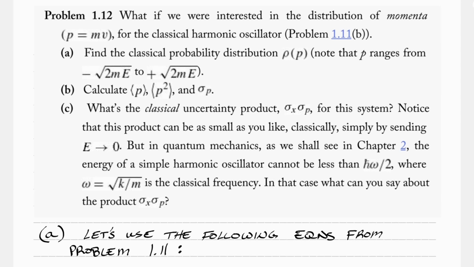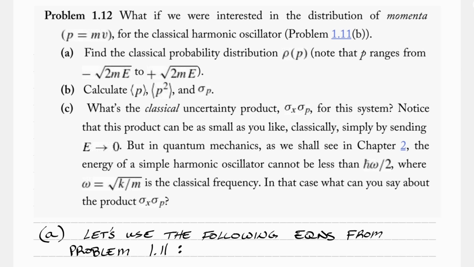In this video, we are going to look at problem 1.12 from Griffiths Intro to Quantum Mechanics, 3rd edition. We're interested in the distribution of momenta for the classical harmonic oscillator, which we also looked at in problem 1.11. We're going to rely on some of the results and information found in that problem, so it's probably best to do that one first if you haven't already.